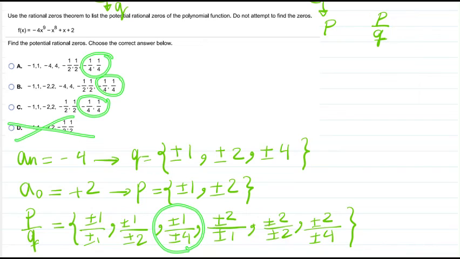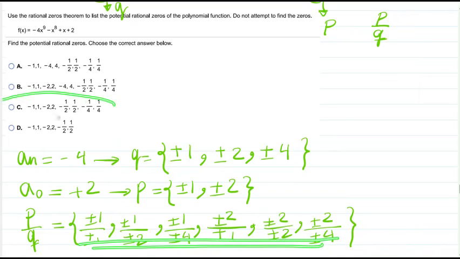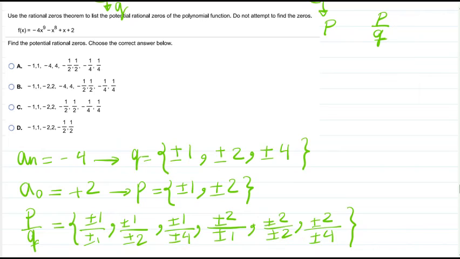So you see that D cannot be the answer because it doesn't have positive negative 1/2, 1/4. And then positive negative 2. Positive negative 2 are here and here. So which one is the answer? This one. Why? Because here we have positive negative 4, but here we don't have positive negative 4. So the right choice is C.